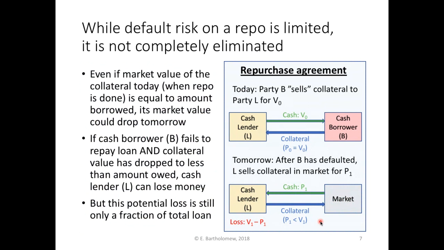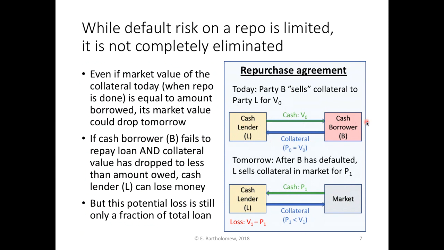Now, while the default risk on a repo is limited, it's not completely eliminated. So the important thing to note here is if the market value of the collateral today is equal to the amount borrowed, its market value may not be enough tomorrow. So it's enough today, but not enough tomorrow because the price can change. So what could happen here?